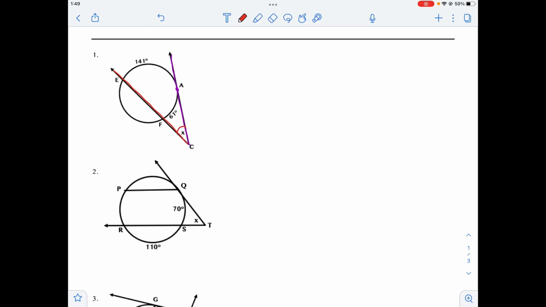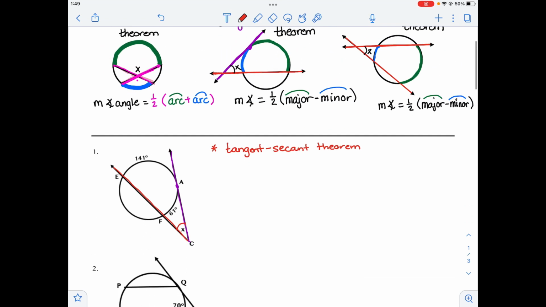So I'm going to go ahead and write. First I want to know what I'm doing. So this is a tangent secant, and that's the theorem we're going to use. If you look back up, a tangent secant is finding the angle, which is our x that we're trying to find. So the measure of angle x is going to be equal to half of the major arc minus the minor. And we're going to plug in those values.